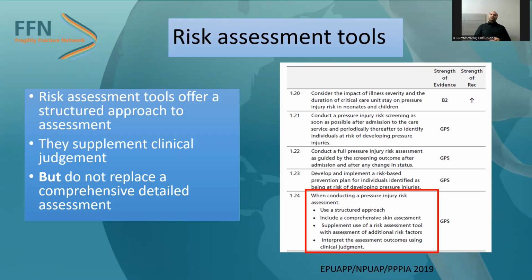It is recommended that all additional risk factors are considered and that the outcomes of assessment are interpreted using clinical judgment. The international guidelines do not specifically recommend the use of any specific assessment tools, and for this reason, we will not do that here.